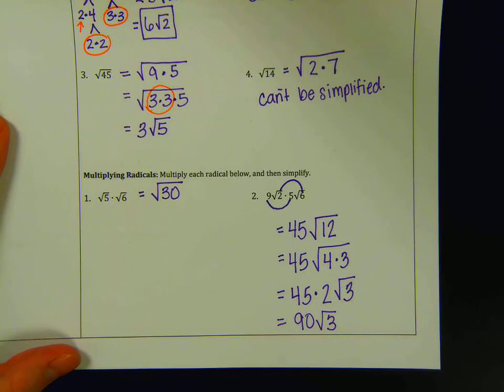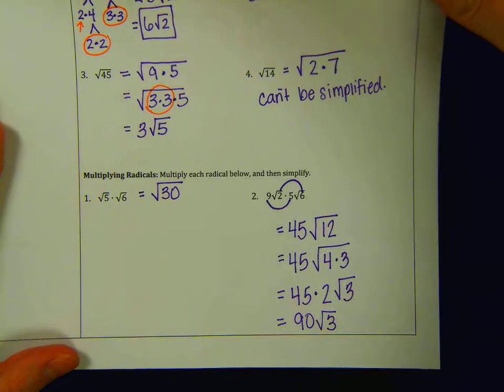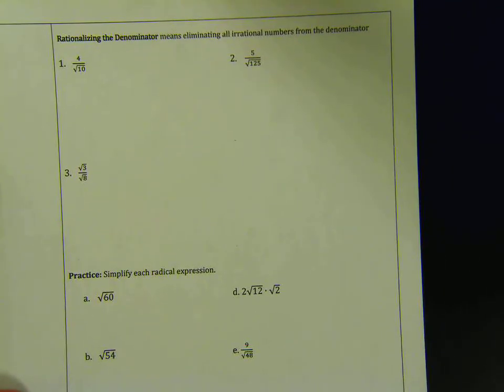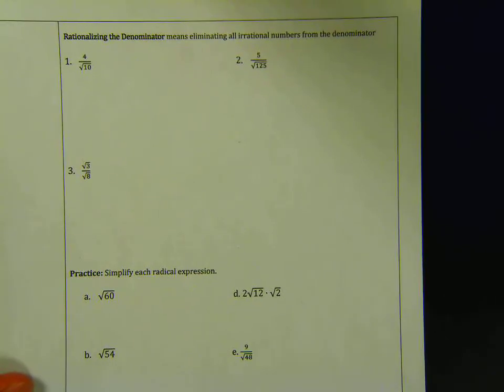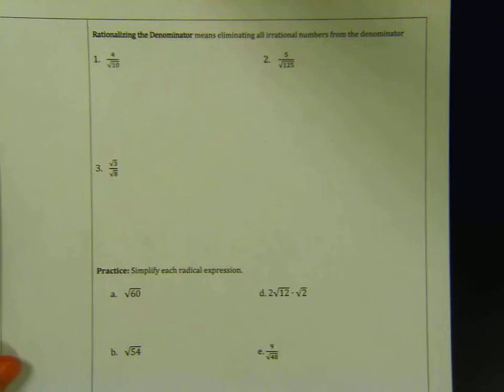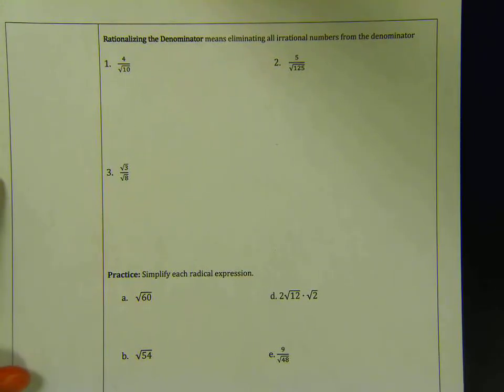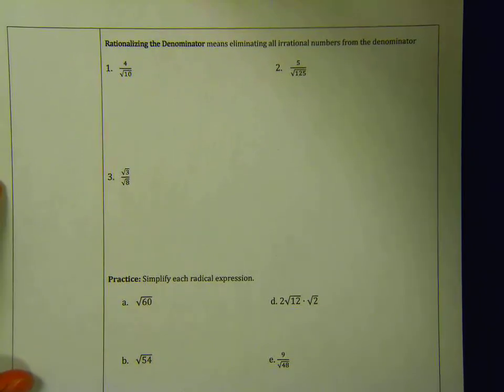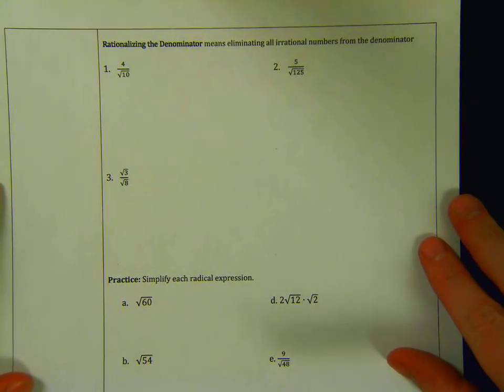Okay, we have a couple more things to talk about, and then we're done for today. So on the back page, we have rationalizing the denominator. And that means eliminating all of the irrational numbers from the denominator. So whenever you see a radical in the denominator, that's not allowed. We have to get rid of it. Let me zoom this in a little bit. Oh, not going to work today.